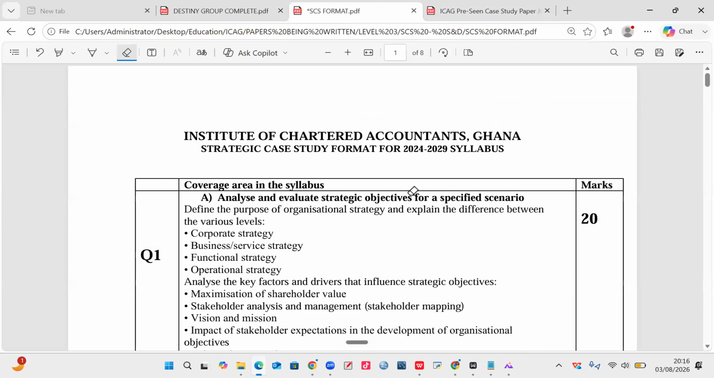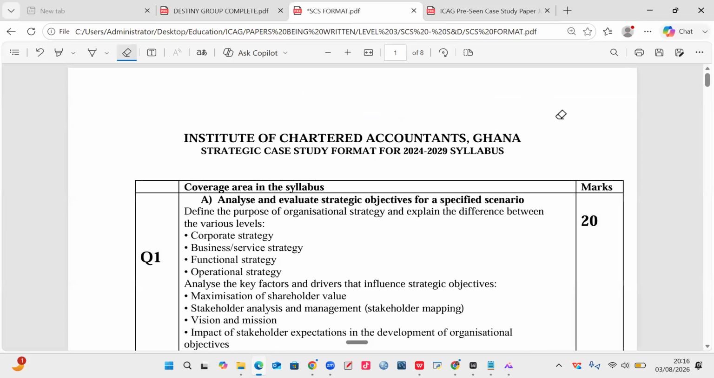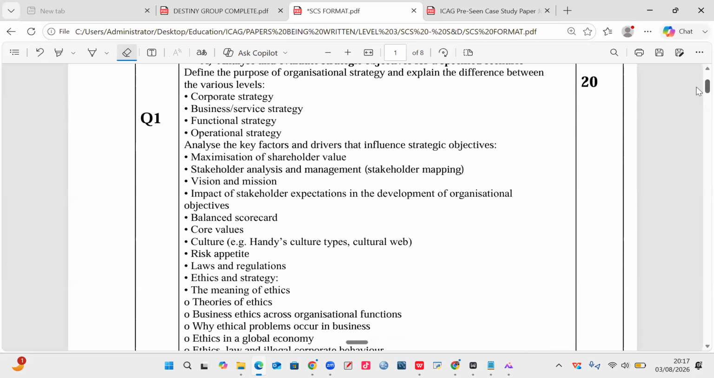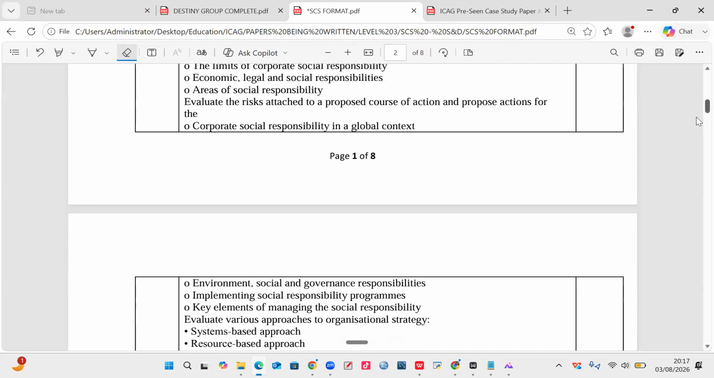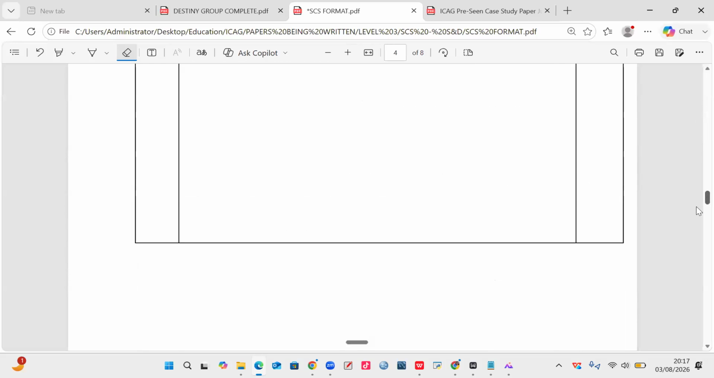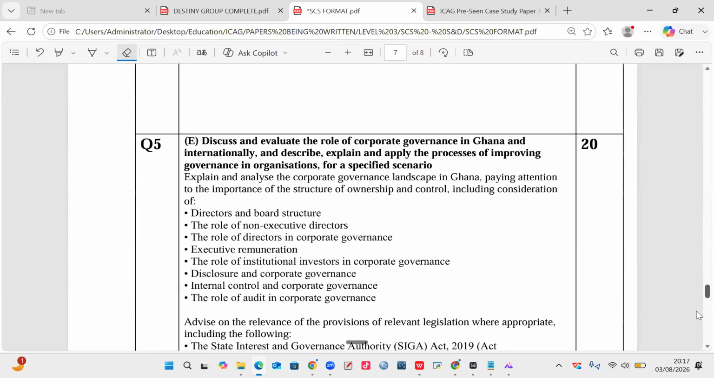Now, this is the structure of the exam. This is how ICAG sets the questions. This document here is the ICAG, Institute of Chartered Accountants Ghana, Strategy Case Study format. This is all the format. This document contains all the areas they will set the questions from.